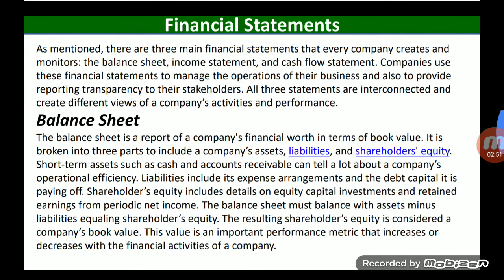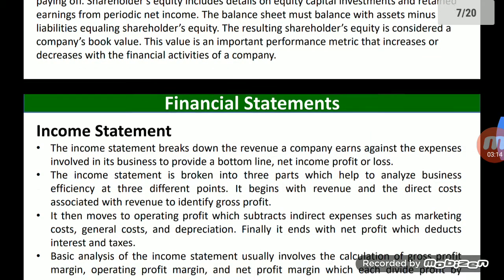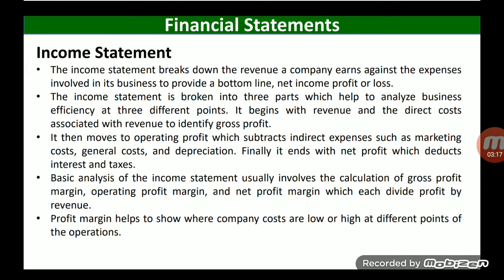In the financial statement, there are three important statements which are analyzed. Number one is the balance sheet, which is a report of a company's financial worth in terms of book value. It is broken into three parts: a company's assets, liabilities, and shareholders' equity. Second is the income statement, which breaks down the revenue a company earns against the expenses involved in its business to provide a bottom line: net income, profit, or loss.